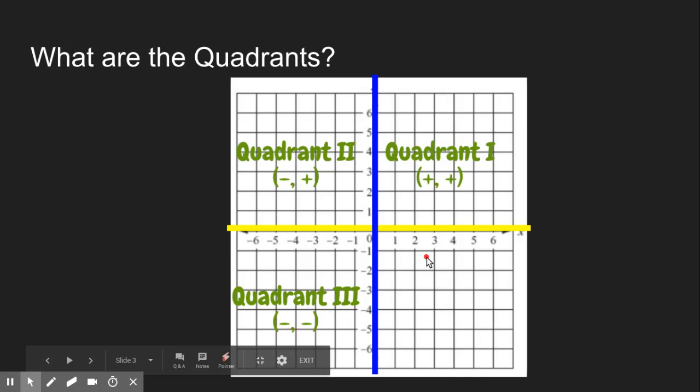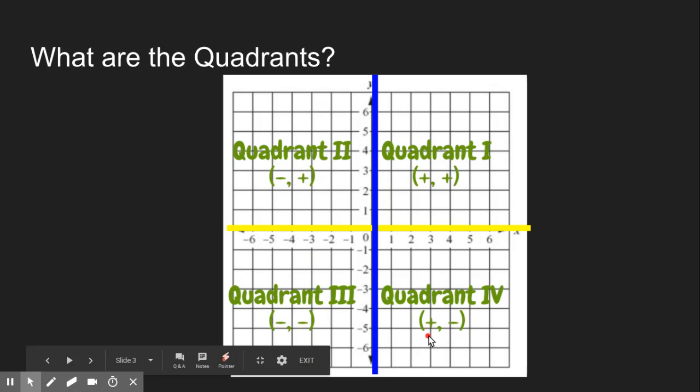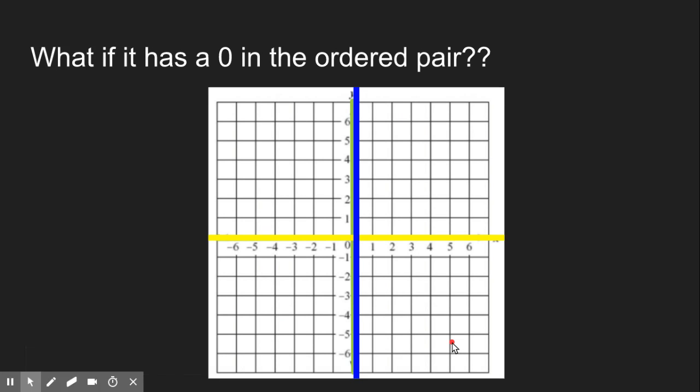And then my last one over here, my last quadrant, if I go to the right and I have a positive x and then go down, I end up in this area, and that is quadrant 4. Here my coordinate pair has a positive and then a negative. This is quadrant 4.